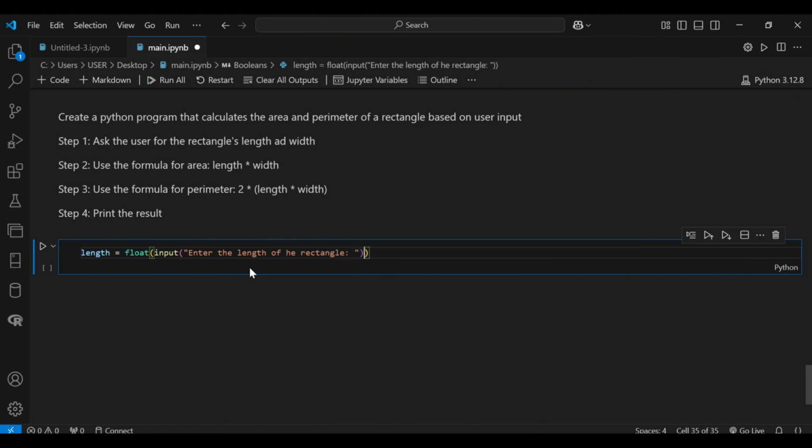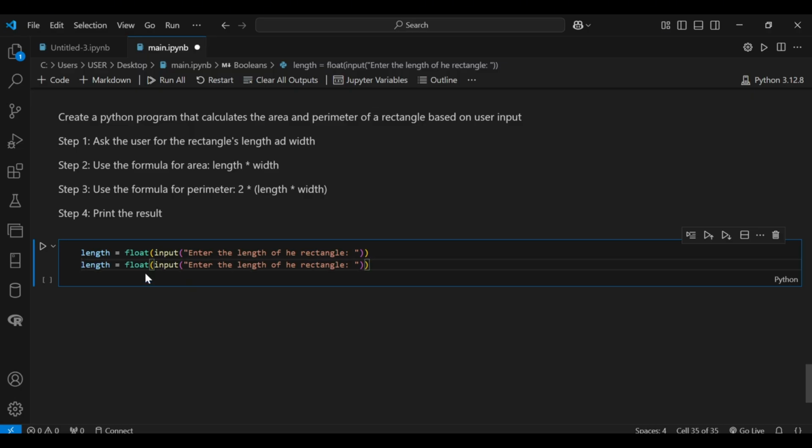Okay, so on my next line, I'm going to ask for the width of the rectangle. So not to waste our time, let me just copy this and just change some things. So I'll change this to width. Okay, so I'll change this also to width. So I'm going to say enter the width of the rectangle. So we've gotten the user input right here.